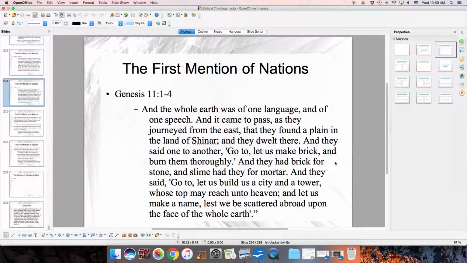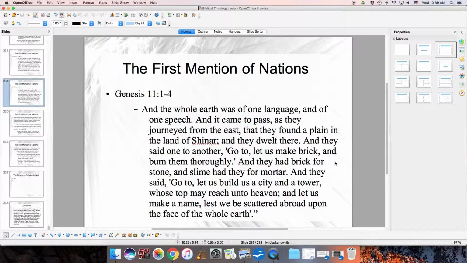And they said to one another, Go to, let us make brick, and burn them thoroughly. This isn't a translation I'm most familiar with. I'm used to it saying bake them thoroughly. Anyway, and they had brick for stone, and slime had they for mortar. And they said, Go to, let us build us a city and a tower, whose top may reach unto heaven, and let us make a name, lest we be scattered abroad upon the face of the whole earth.